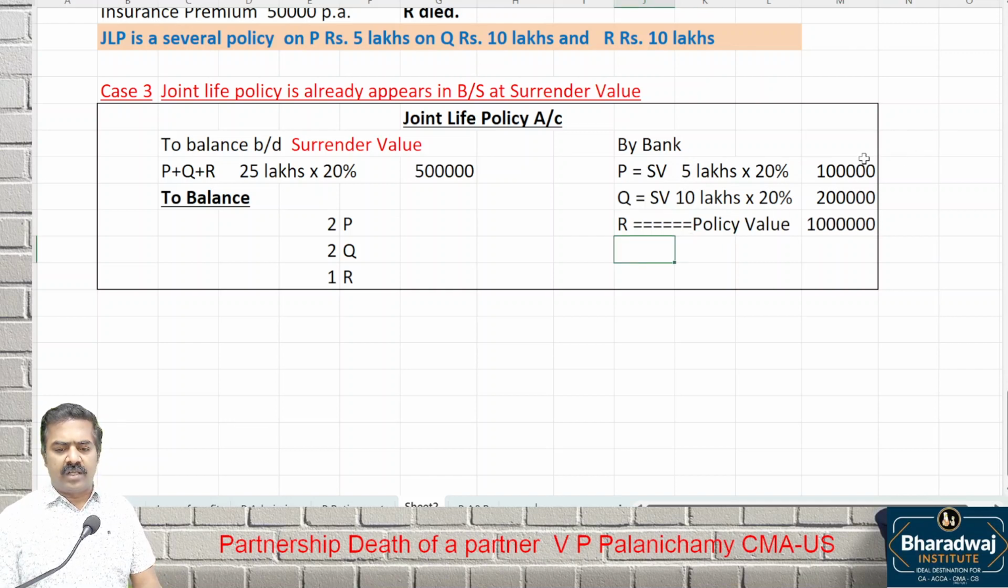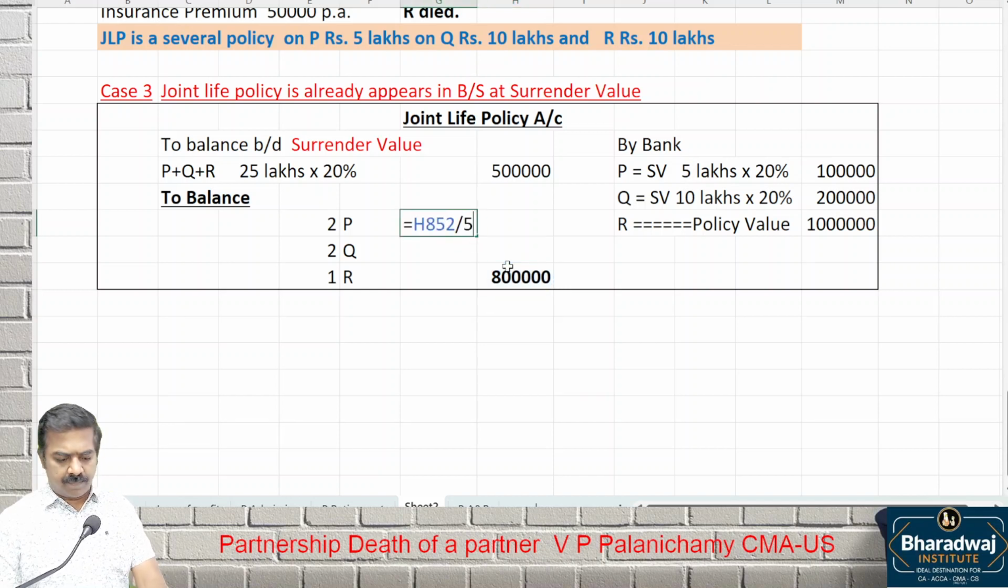So what is the total on the credit? 13 lakhs. Total on the debit? 5 lakhs. What is the net benefit? 13 lakhs minus 5 lakhs. Now what is the net benefit? 8 lakhs. This 8 lakhs will be transferred in which ratio? 2:2:1. So 3 lakh 20, 3 lakh 20 and what? 1 lakh 60,000. Wait.